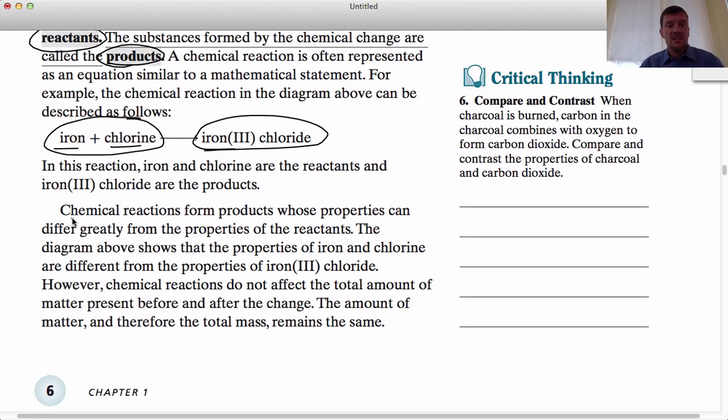Now, as mentioned, the chemical reaction can form products, and those products are going to have different properties than the reactants. Okay? Then you know you've gone through a chemical change.